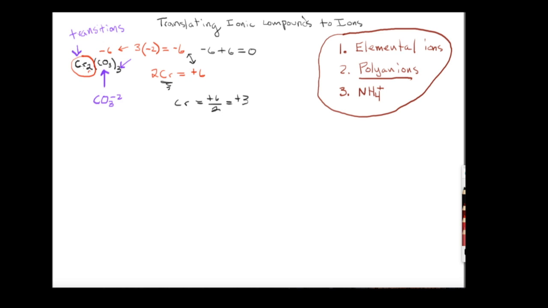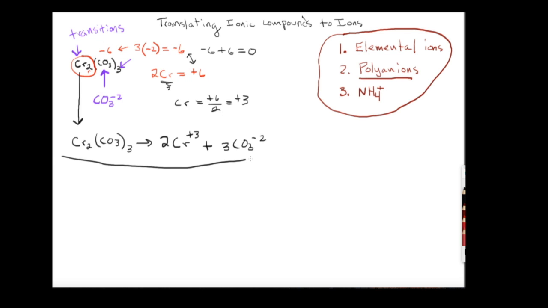So now we can write an ionization equation for this. Ionization equation. So we have Cr2, then we have the CO3, and there are 3 of these. And then when it forms its ions so that we have a balanced equation, there's going to be 2 Cr plus 3s plus 3 CO3 minus 2s. Okay, let's look at another example. I'm just going to box this so it's out of the way, all right?